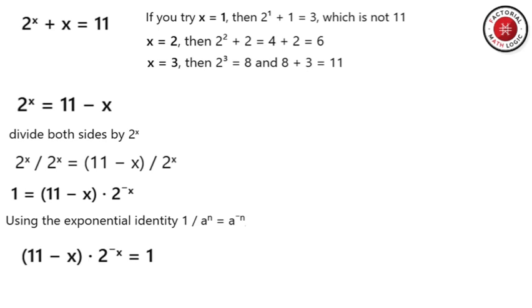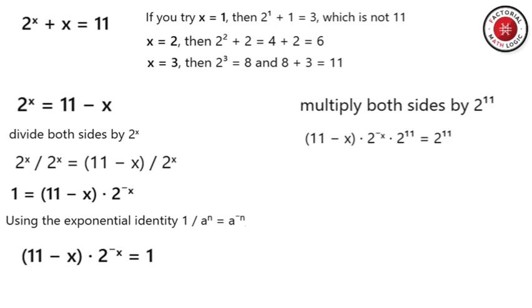To prepare this for the Lambert W function, multiply both sides by 2 to the 11th. So (11 minus x) times 2 to the minus x times 2 to the 11th equals 2 to the 11th. Using the rule a to the m times a to the n equals a to the m plus n, the exponent combines to 2 to the 11 minus x. So we have (11 minus x) times 2 to the (11 minus x) equals 2 to the 11th.